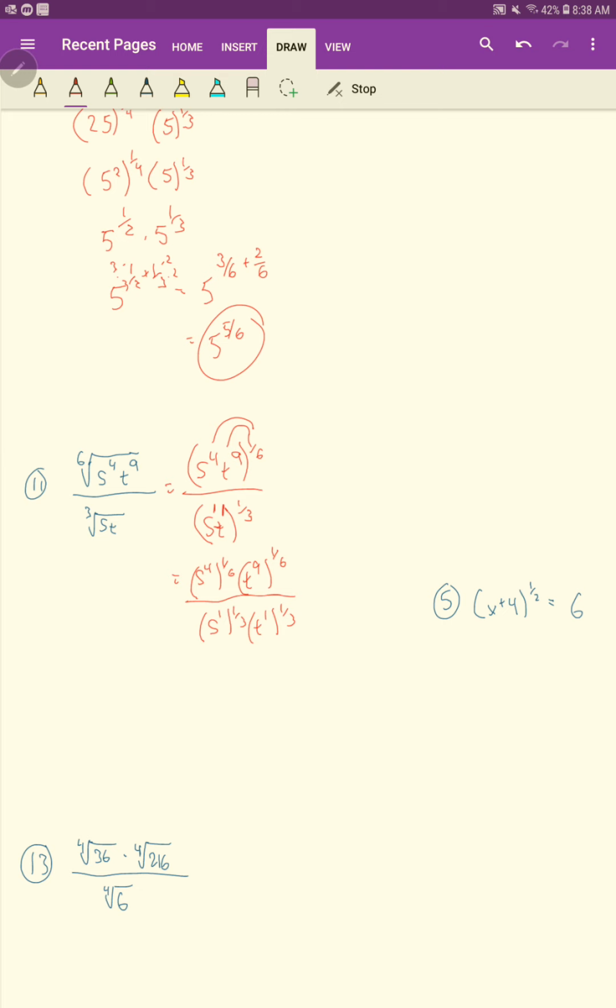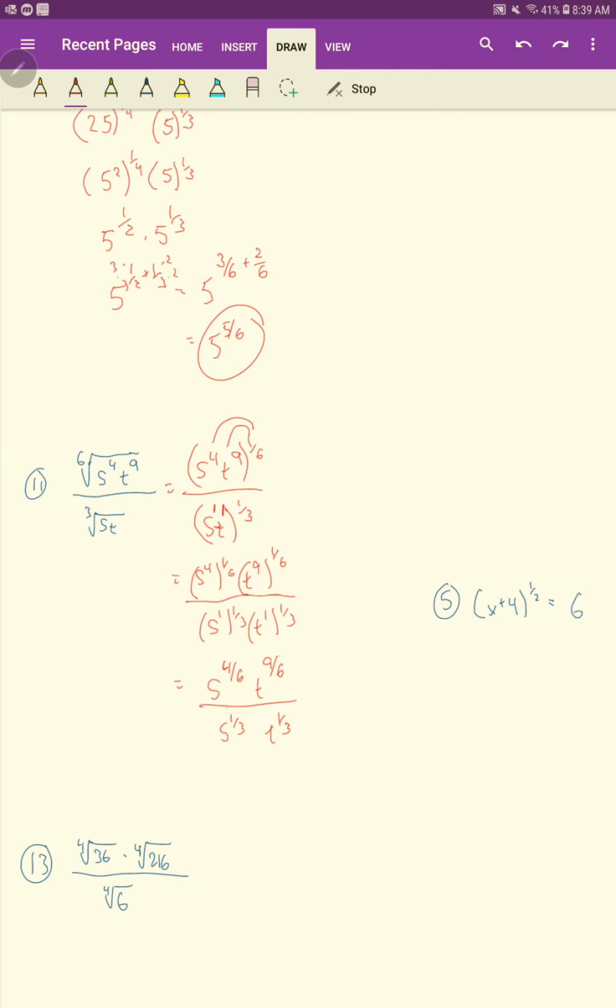Okay? And again, we have power to a power, power to a power, power to a power, power to a power. So we have to multiply those pairs there. And so it's going to be s to the 4 sixths, t to the 9 sixths over 1 times 1/3 is s to the 1/3 and t to the 1/3. Okay? Now, we can simplify these if you want to, using common fraction simplification. But we have a little more simplifying to do with these two numbers and these two numbers, right?